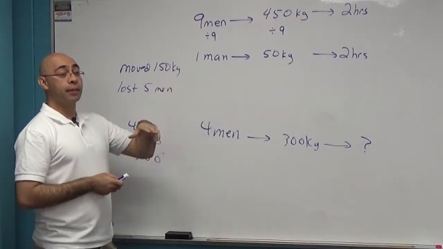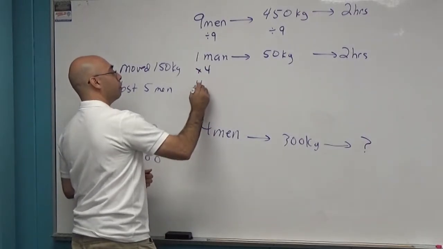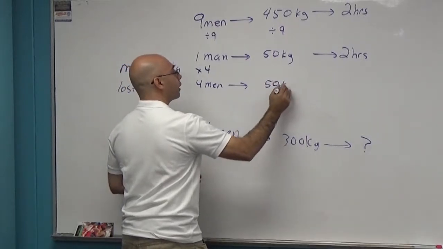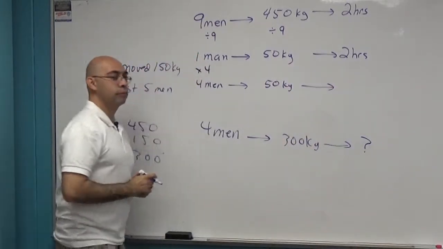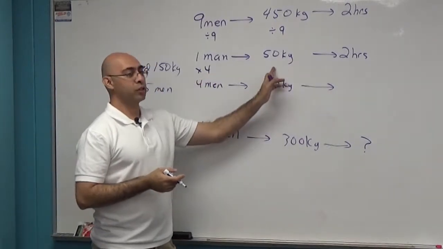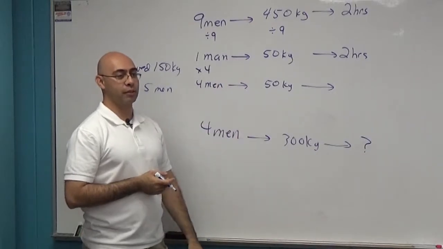All right, you can change the men and the time. So the idea is the same. You can change the men, so multiply by 4 to get 4 men. But we're going to say 4 men moving 50 kilograms. So I'm going to ask you this. 1 guy takes 2 hours to move this much. Is it going to take more or less time for 4 guys to move the same amount of stuff?